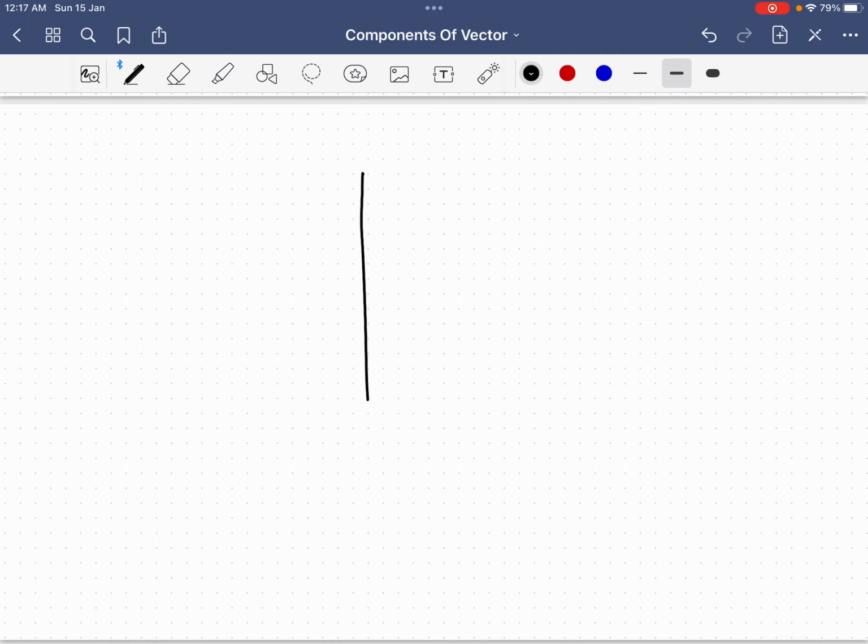First, let's say you have this coordinate system. This is your x coordinate, this is your y coordinate. फिलहाल z को रखते हैं बाहर, चाहिए नहीं z हमको.